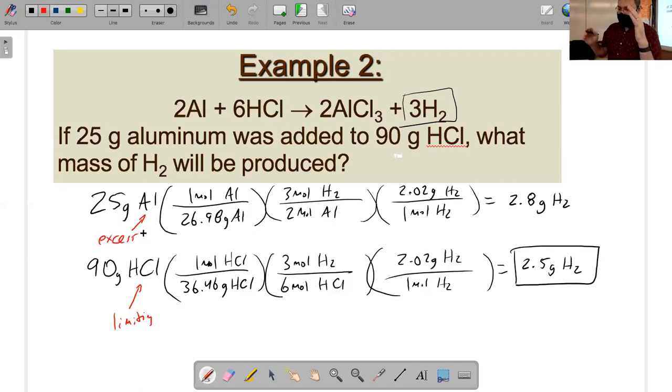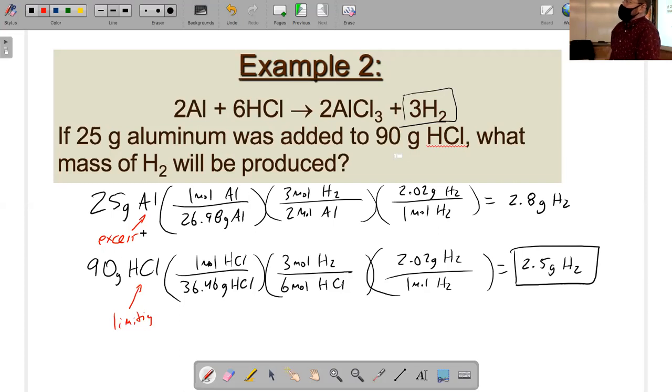Okay, now here's a very important conceptual thing you gotta get. When you first look at the problem and you're like, I got 25 grams of aluminum, I got 90 grams of HCl, at first you're like, all right, I got way more HCl, so the aluminum limits the reaction. So although you've got less mass of aluminum, there are two differences. One, the formula mass for aluminum is different than HCl, and the mole ratio of aluminum to hydrogen and HCl to hydrogen are different.